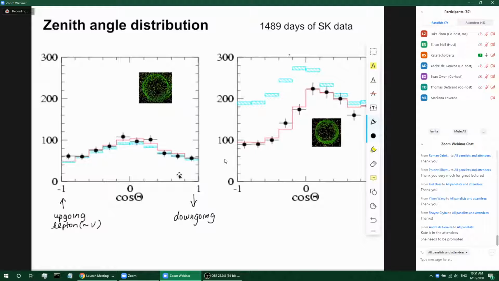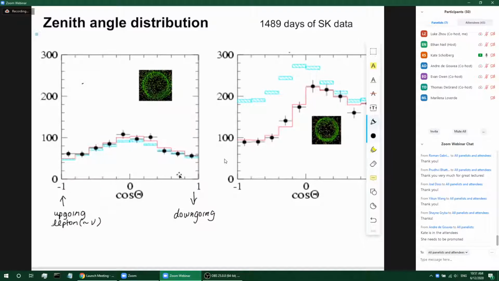And the left-hand distribution here shows electron-like events. So these are the ones that have fuzzy rings. The lepton that comes out of the interaction is scattering and showering, and so it's a kind of mushy ring. The right-hand plot here is mu-like events. So these are sharp rings. And in both plots, the blue bars are the expectation. So the blue bars are what you expect if there are no oscillations.